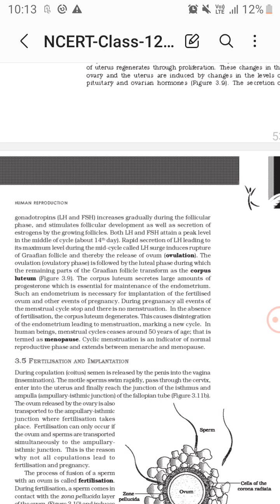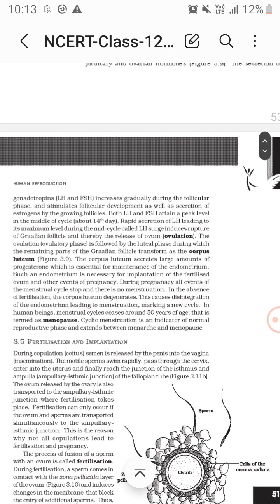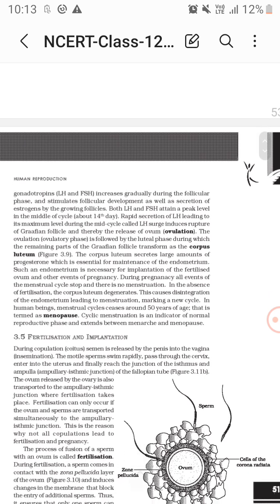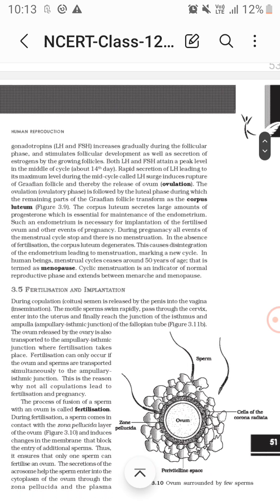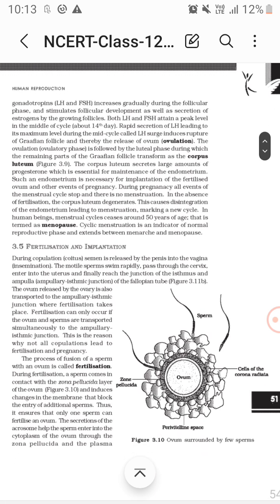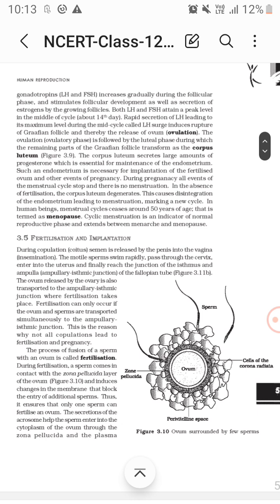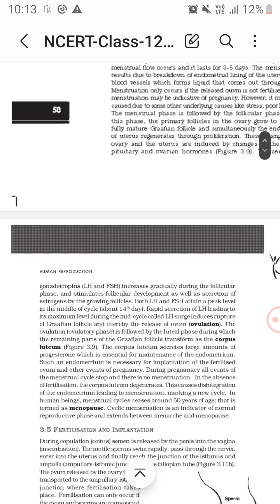So it is done by the hormones secreted from the ovary and pituitary. Both LH and FSH attain a peak level in the middle of the cycle, right? The corpus luteum is the remnant, the remaining part of the Graafian follicle, right? Around the age of 50 years, the menstrual cycle ceases. Cyclic menstruation is an indicator of the normal reproductive phase and extends between menarche and menopause.